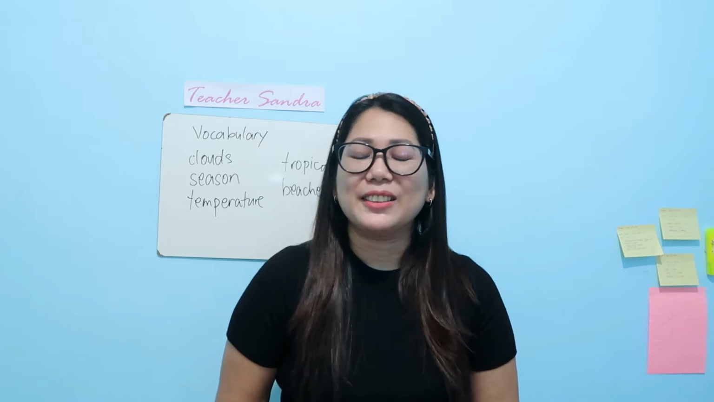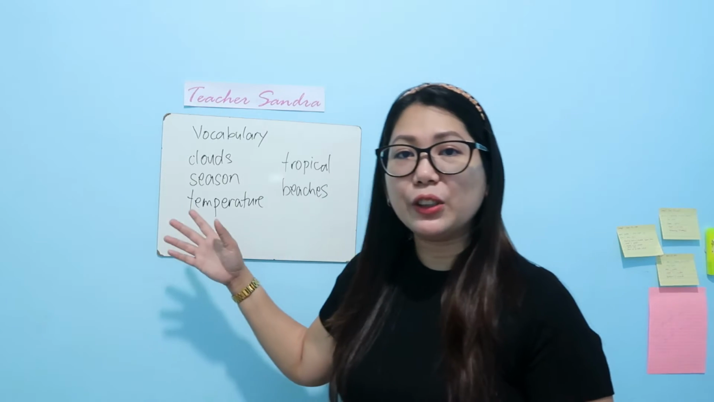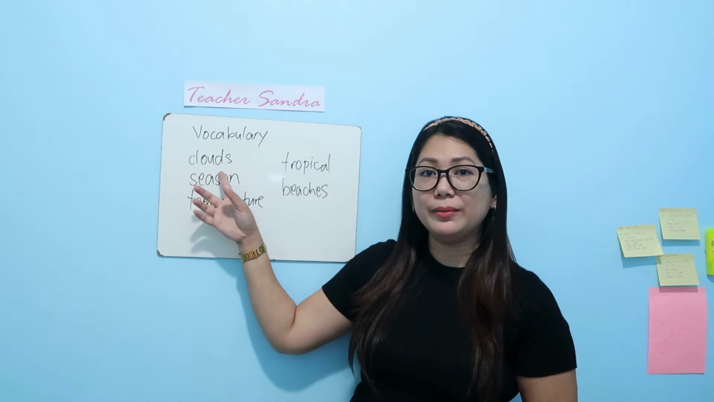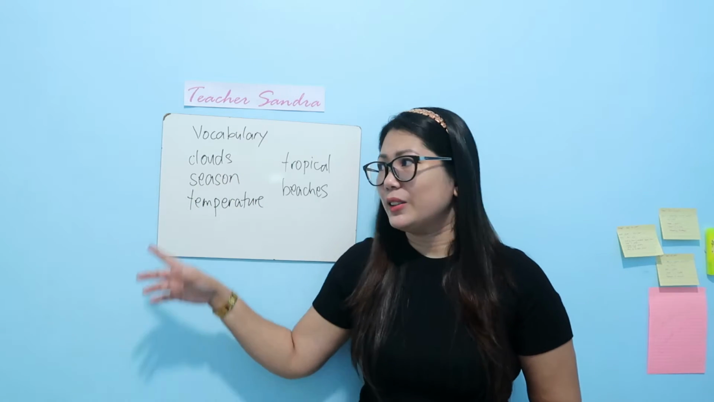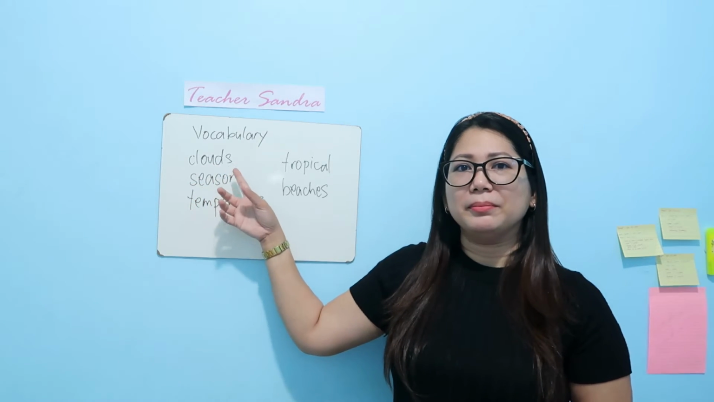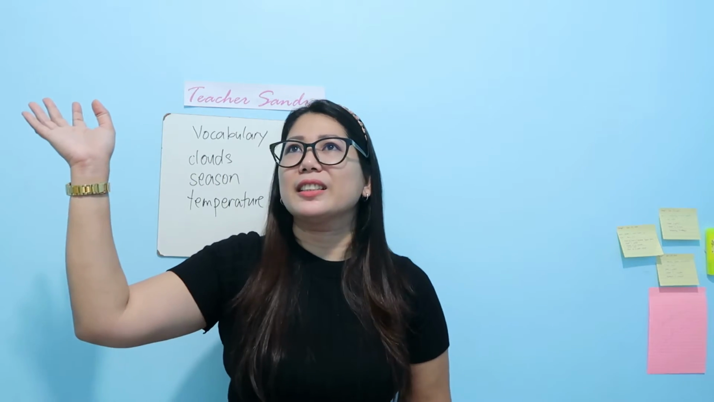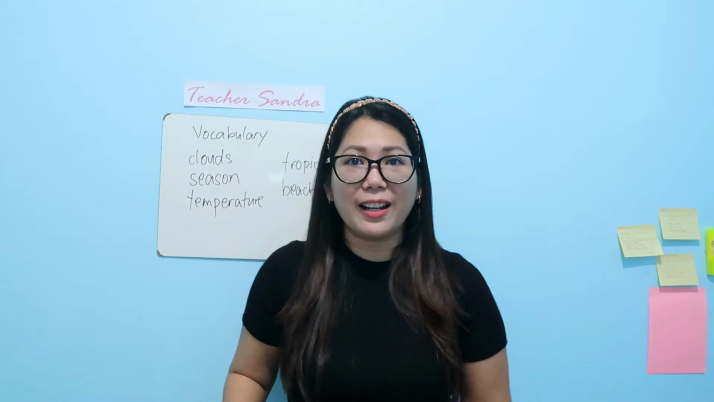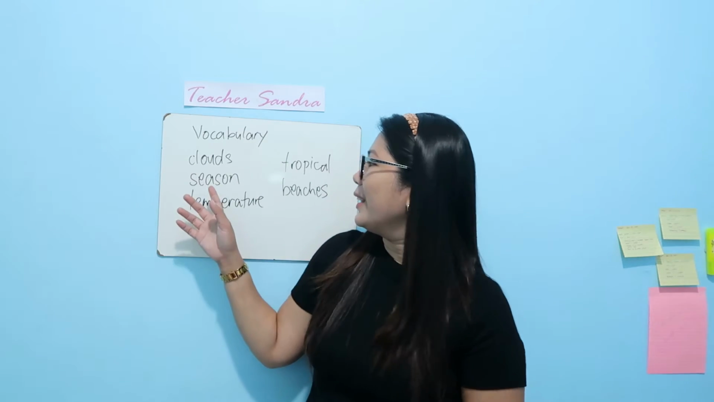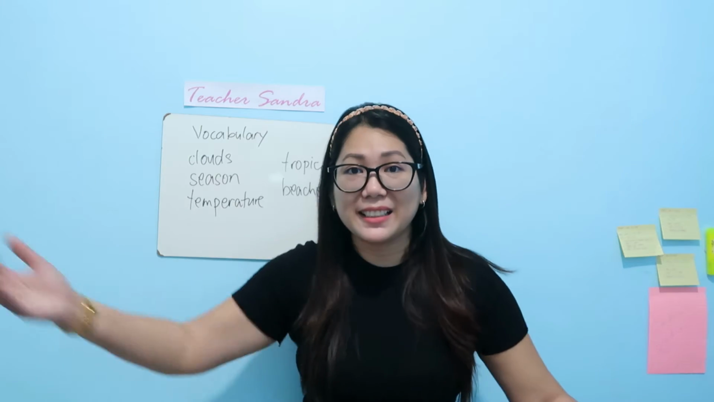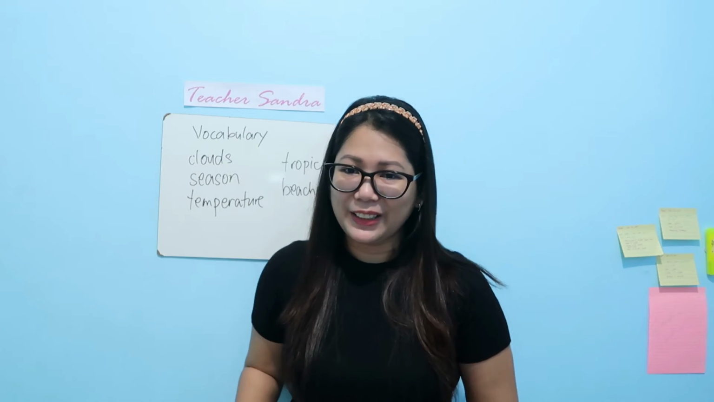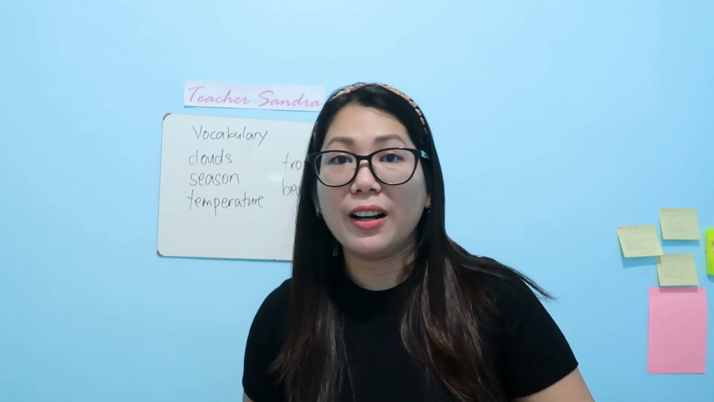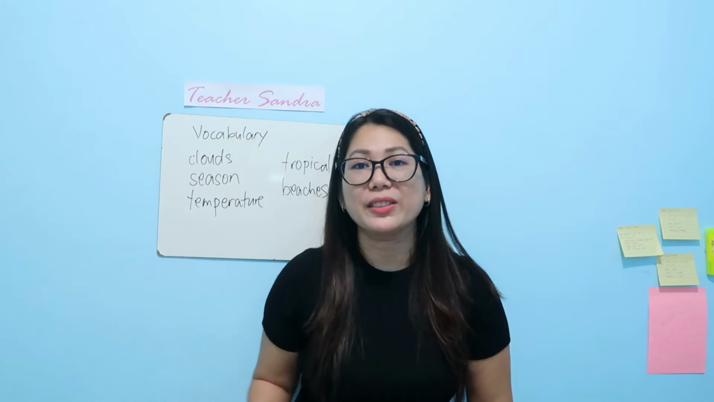Okay. So, yes. We have vocabulary words here. So, okay. What's the first one? Clouds, right? So, what are clouds? Right. If the sky is blue, there are these white color clouds. Okay. Season. Yes, we just talked about season. Okay, so we have spring, summer, fall or autumn, and winter.